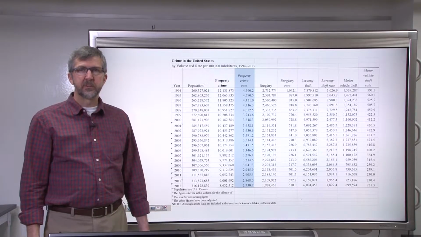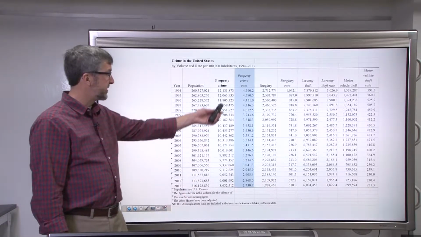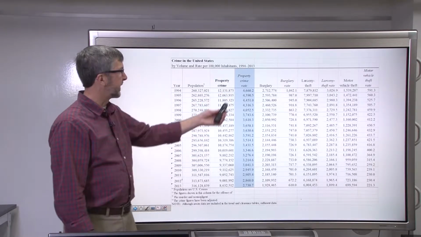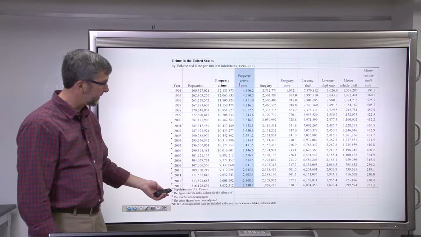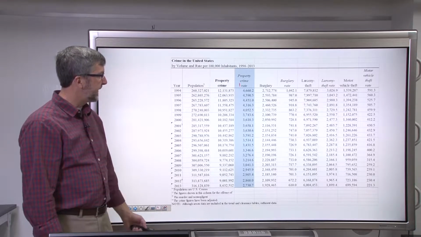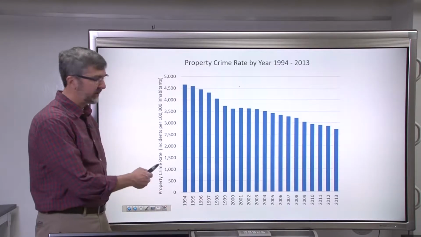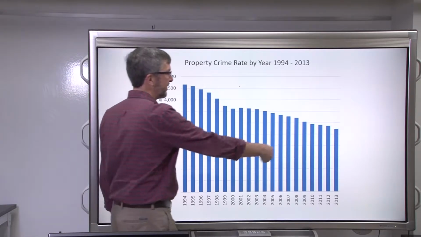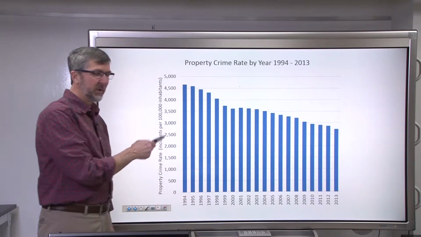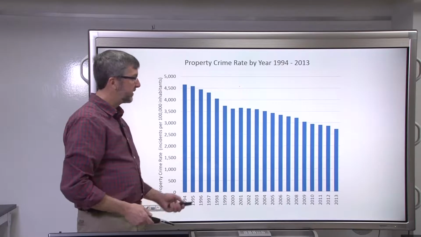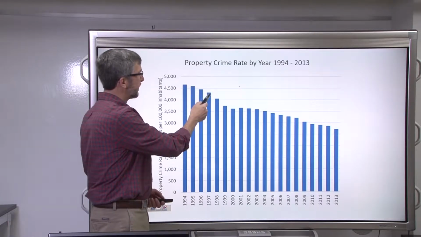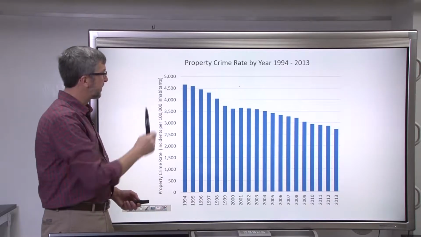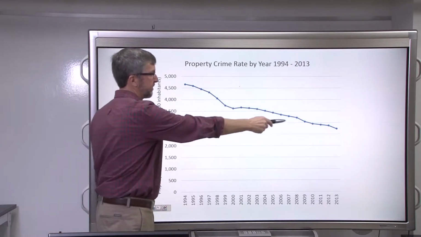Column charts can also be used to show changes over time. So let's say we want to look at property crime rate as it varies across the years in our data set. We can make a column chart that looks like this, but there are quite a few columns here, and it's more appropriate when you have this type of data to use what's known as a line chart. We replace the columns with points, and we connect them.